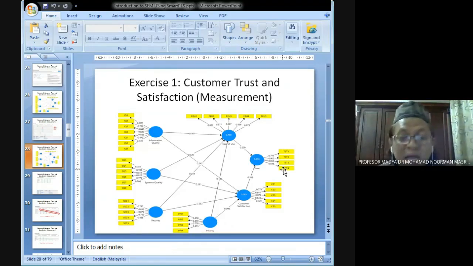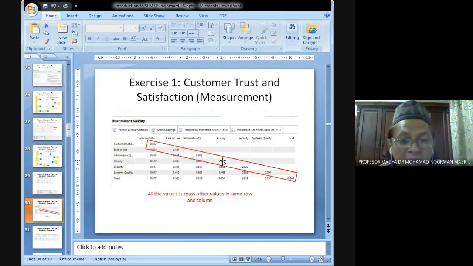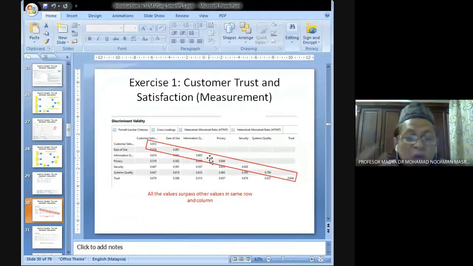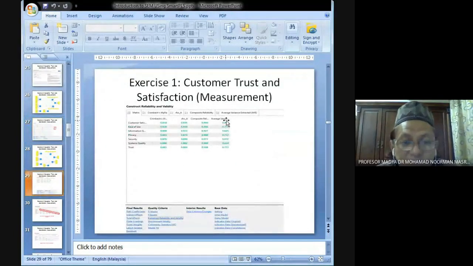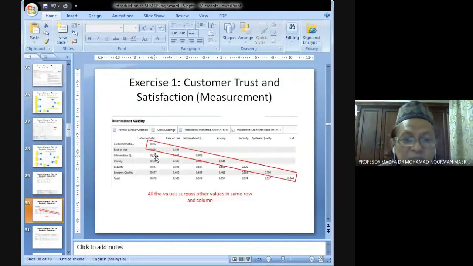Normally the value of that AVE square root, what do we mean by AVE square root? Actually, all the topmost level values are the square root of the AVE. Remember this one, the AVE, sorry, this one, the square root. So the square root is this one. So this is one criterion.